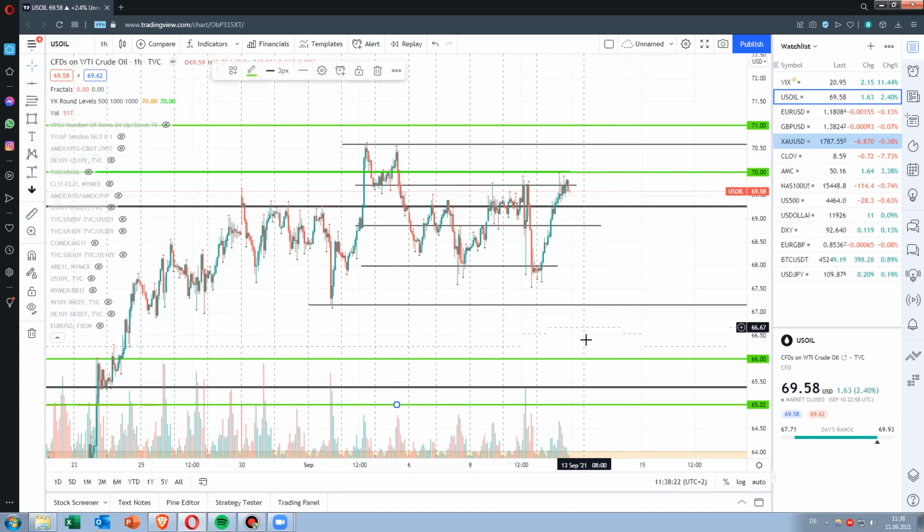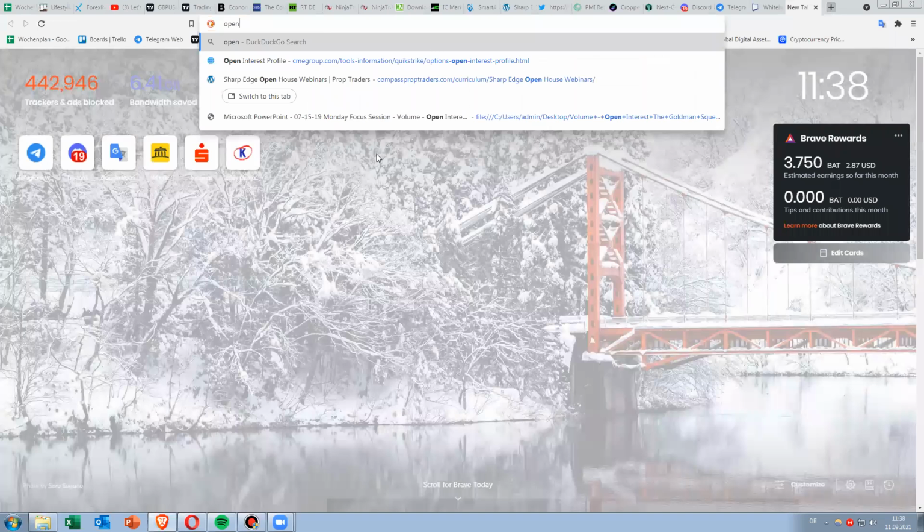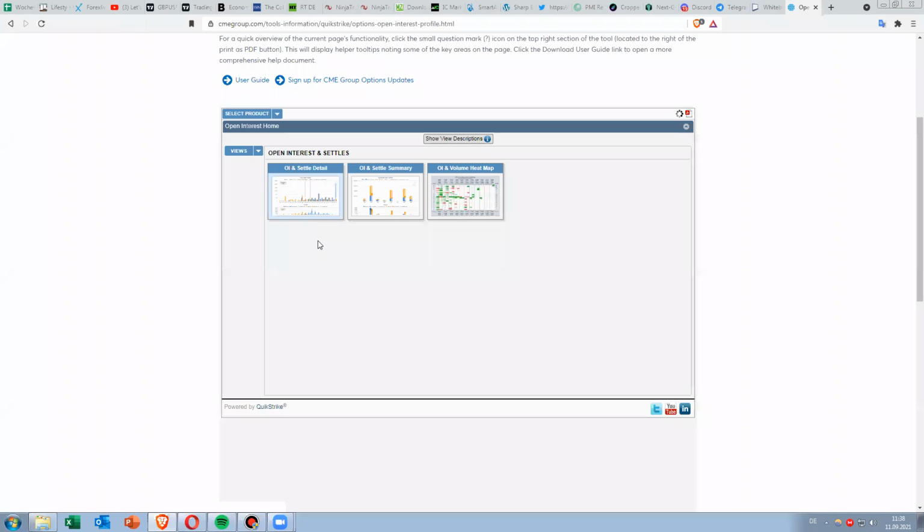So you also can just, like I said, use open interest, right? This is also something we covered once, I think. Open interest is the best thing you can do, and you can use open interest for oil, and for oil it is pretty easy to spot because you always see the open interest on oil.